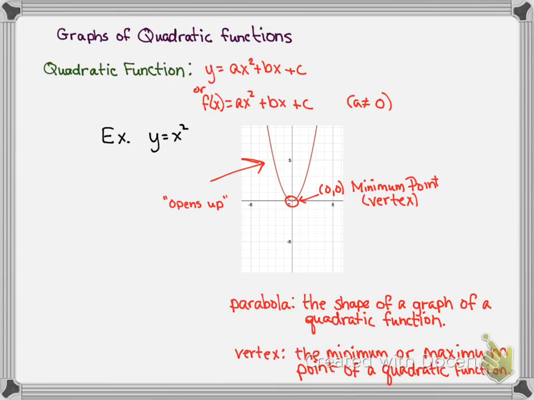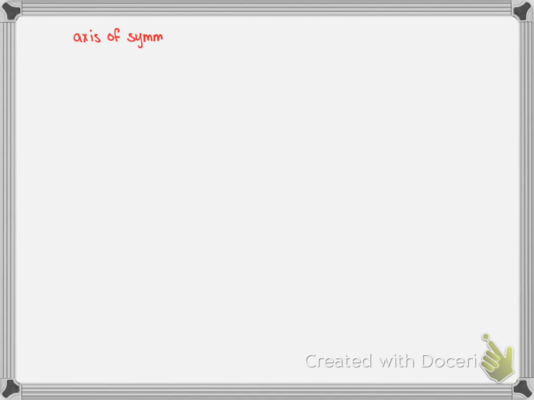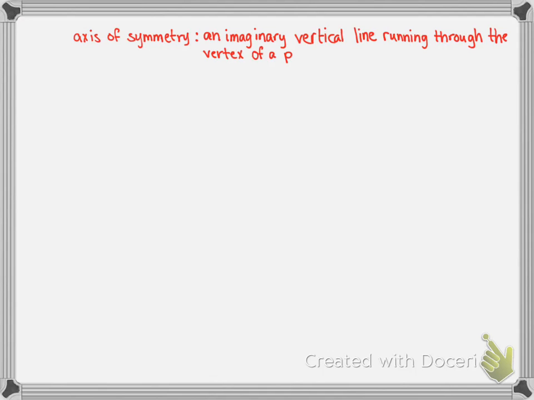This particular parabola opens upward. It looks like a U. And the y-axis in this case is the axis of symmetry. Remember, the axis of symmetry is an imaginary vertical line running through the vertex of a parabola. The left and right sides are symmetric.